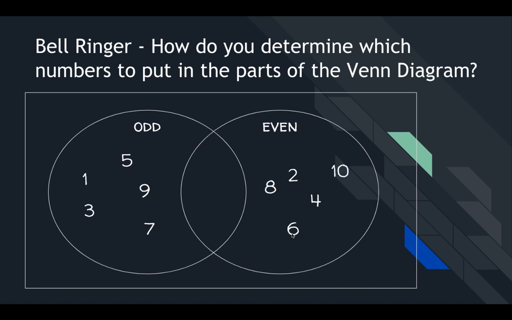What about 0? It's a whole number. Does it go in odd? Does it go in even? Does it go in both? Where should it go? Actually, it's neither odd nor even. It would go on the outside.